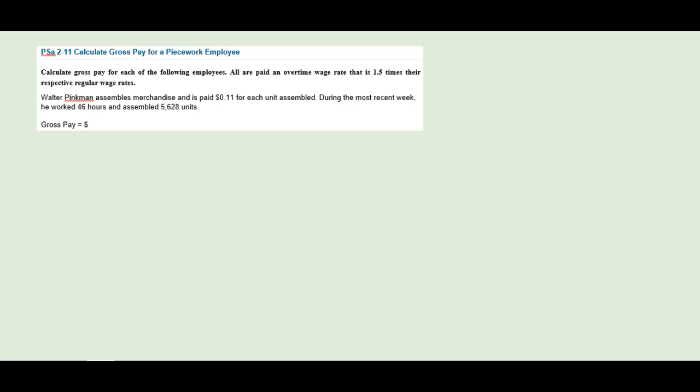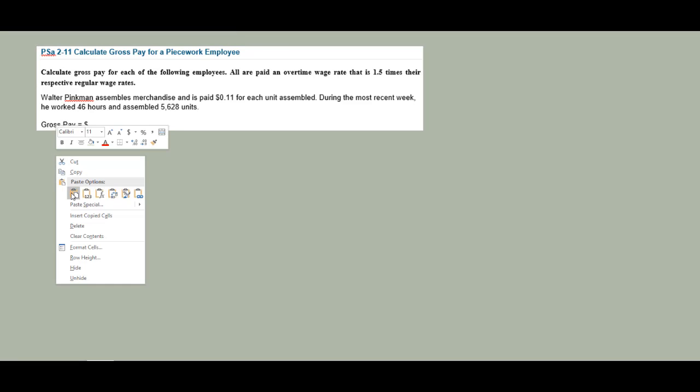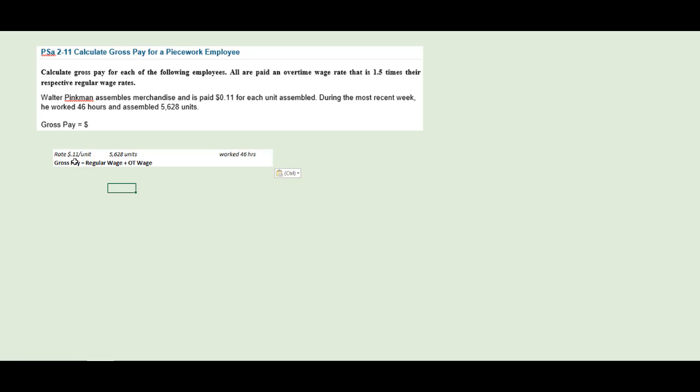So we know that gross pay is going to be regular wage plus overtime wage plus any other type of wages like bonus, commission, tips. In this case, it's just regular wage and overtime wage. Let's approach this problem like we always have. Lay out the information. The rate is 11 cents per unit, and there are 5,628 units completed. Total number of hours worked is 46 hours, so 6 hours of overtime.